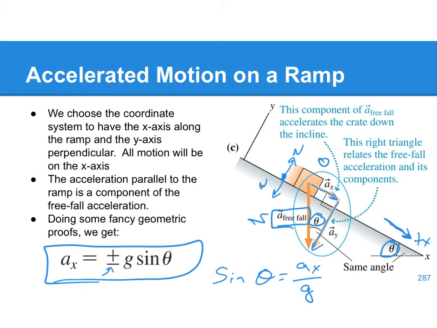And that makes sense because it shouldn't change. But if we change directions, then we do have the opportunity of having a negative acceleration. But for the most part, we're just going to call down the incline the positive direction, so we don't have to worry about having a negative acceleration. But if you set up your problem that way, it can absolutely be a negative acceleration.